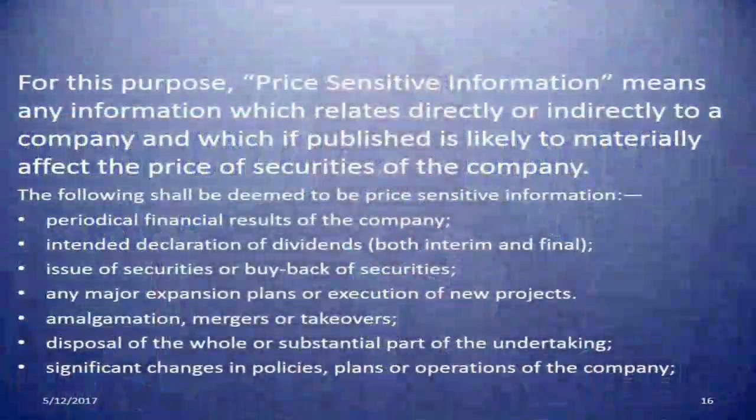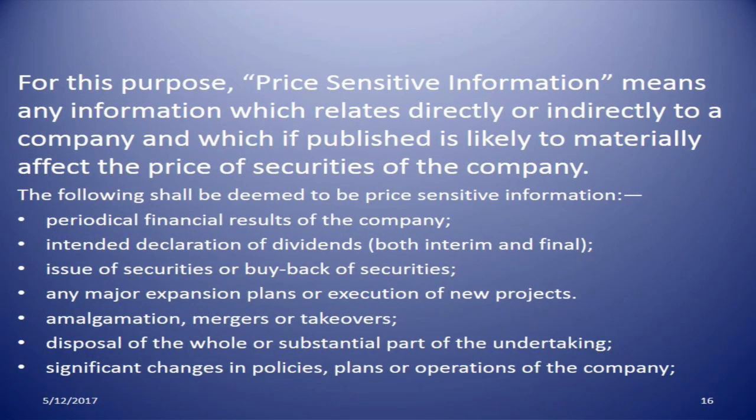These 7 bullet items, I hope the camera is on this, have been considered as unpublished price sensitive information. First one is periodical financial results of the company. Friends, please note that this is periodical financial results. It's not the annual financial statement. It is the periodical financial result, which includes your quarterly financial results also.